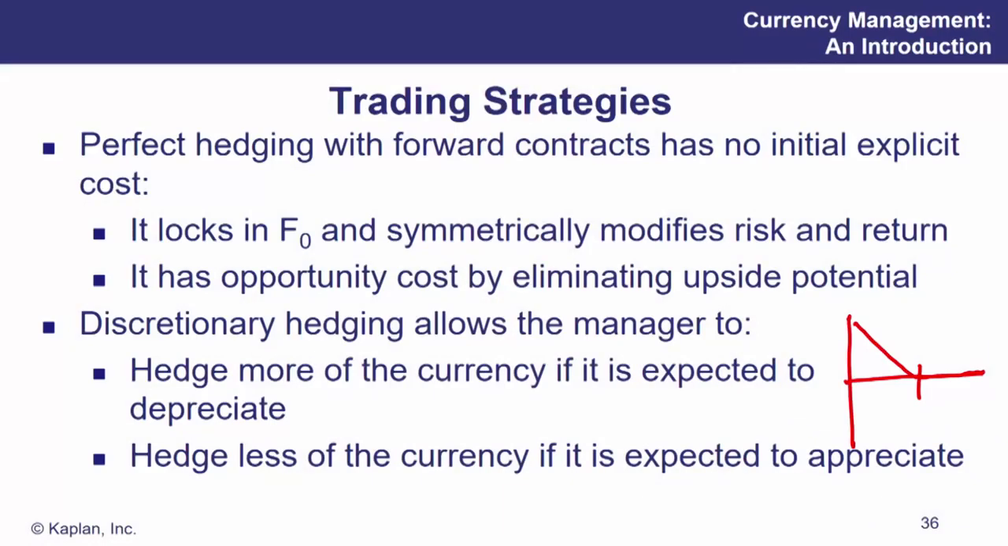Now, discretionary hedging, what that allows us to do is to say, okay, maybe we don't take a fully perfect hedge and lock out both sides. We leave a little bit of room, a little bit of discretion. Now, that does mean we do potentially expose ourselves a little bit more to the downside risk, but at the same time, we're reducing that opportunity cost by still leaving ourselves some upside potential.